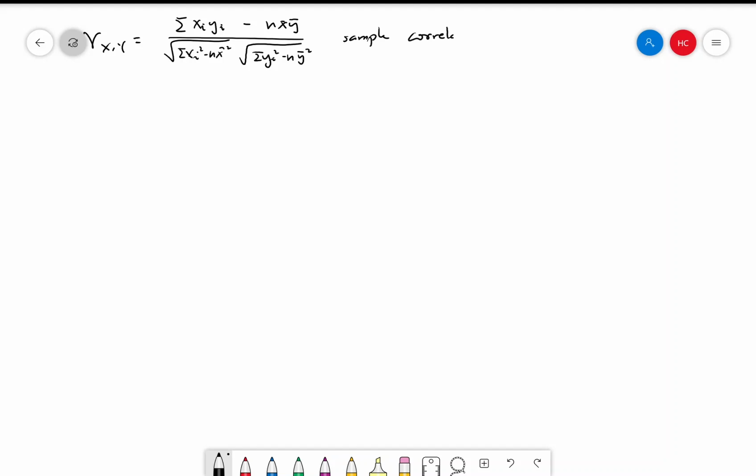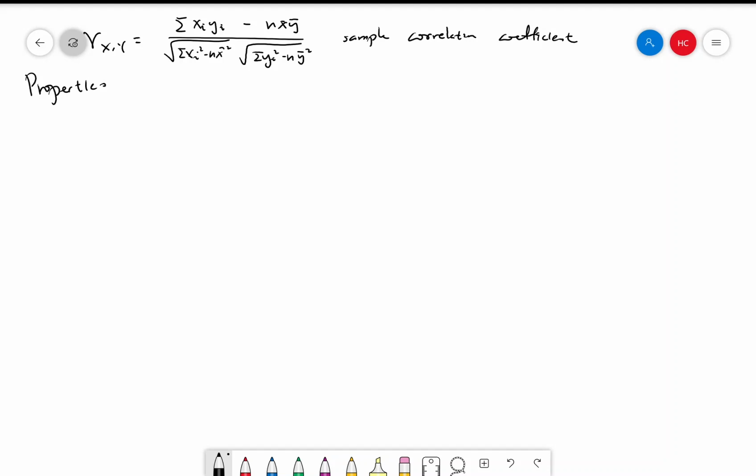Alright, so let's first recall that r_xy is equal to the sum of x_i y_i minus n x bar y bar, over the square root of the sum of x_i squared minus n x bar squared, times the square root of the sum of y_i squared minus n y bar squared. This is the sample correlation coefficient. Okay, so we're going to talk about properties of this thing.